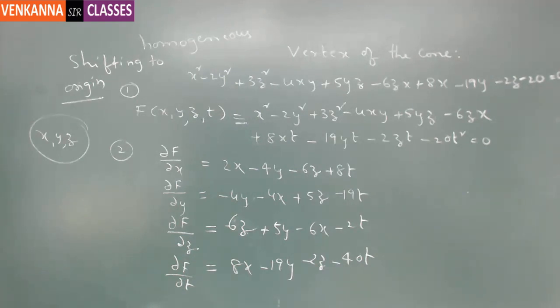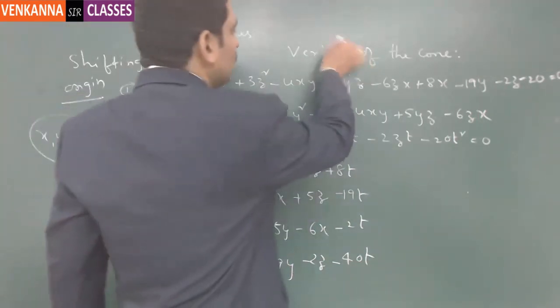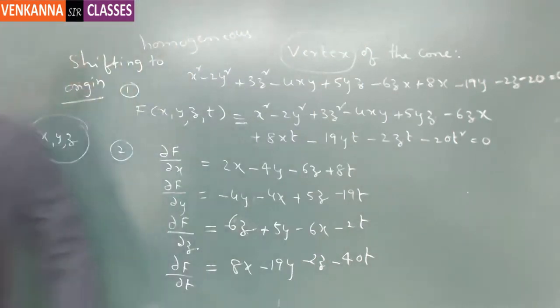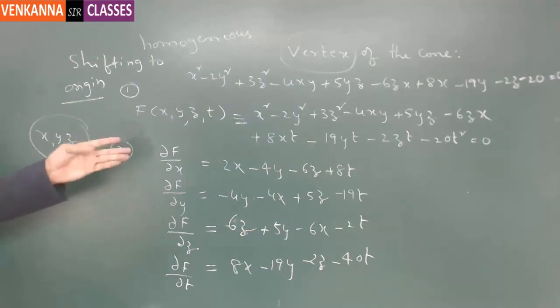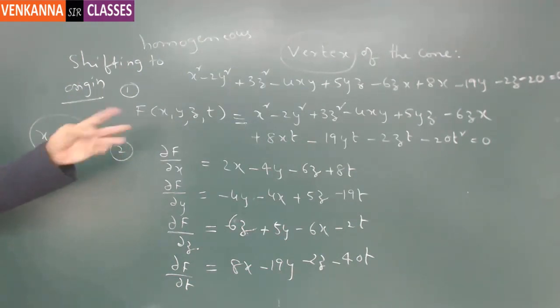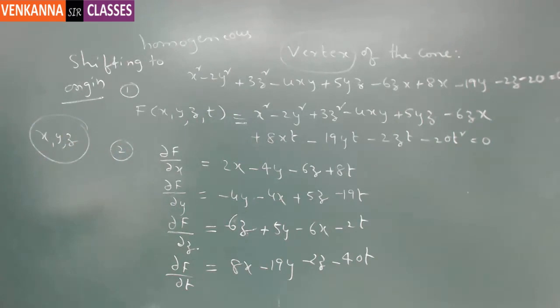In one way, the idea behind it is, while calculating the partial derivatives, we are getting the tangent planes to the cone. Now what happens? The 4 planes that we have obtained here will intersect at exactly one point. That point is nothing but the vertex of the cone. So the idea is, we are finding the 4 tangent planes, and the intersection of these 4 planes is nothing but the required vertex.